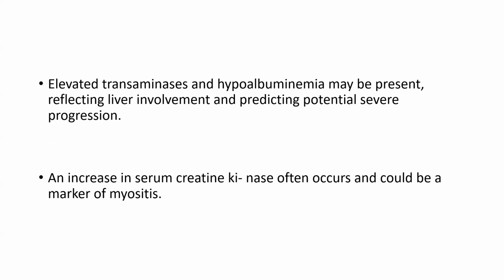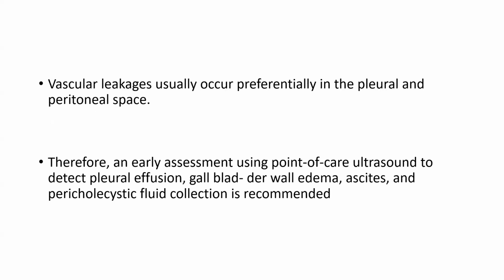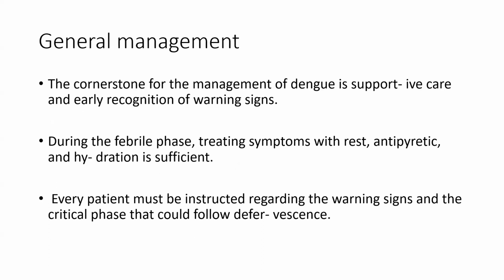Elevated transaminases and hypoalbuminemia may be present, reflecting liver involvement and predicting potential severe progression. An increase in serum creatine kinase often occurs and could be a marker of myositis. Vascular leakage usually occurs preferentially in the pleural and peritoneal space. Therefore, early assessment using point-of-care ultrasound to detect pleural effusion, gallbladder wall edema, ascites, and pericholecystic fluid collection is recommended.